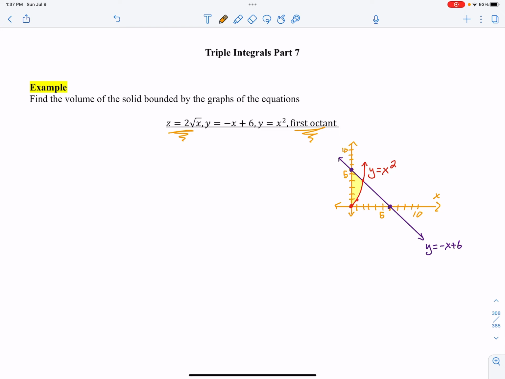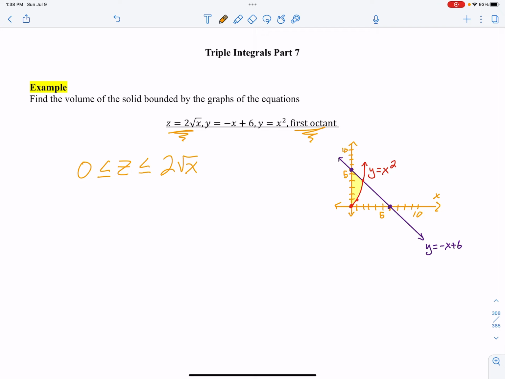So if we're thinking about our surface, this is the first octant, which will restrict us to everything positive. So it's actually the xy plane. And then our surface is that. So actually I have z bounded. Let's write that down. Z is bounded between 0, because that's the xy plane, which is in the first octant, and 2 square roots of x. It's a nice, pretty surface, nice and easy.